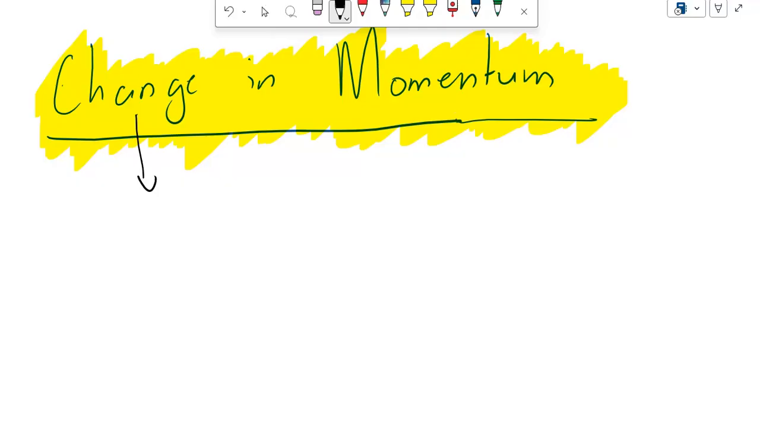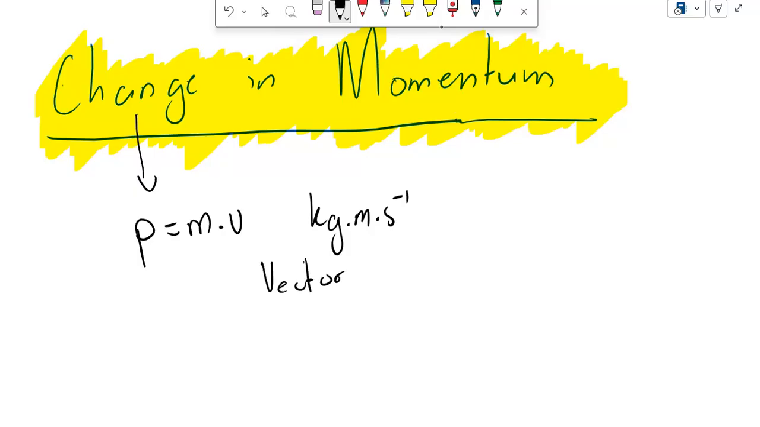So today we shall be diving into a new concept, which is change in momentum. In the previous video, we looked at momentum and the equation of momentum, which is just momentum is equal to the mass of an object multiplied by its velocity. We also looked at the units of momentum, which is kilogram meters per second. And we also talked that momentum is a vector quantity. Therefore, if it's a vector quantity, we should expect to have magnitude and direction.